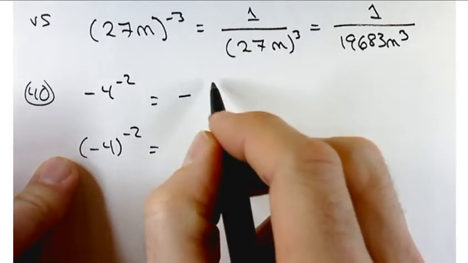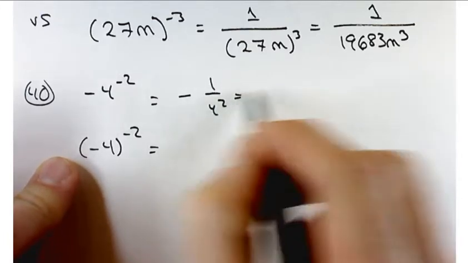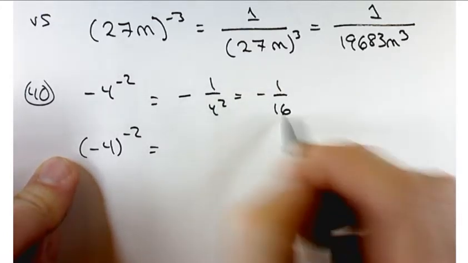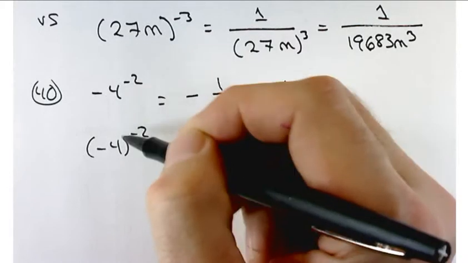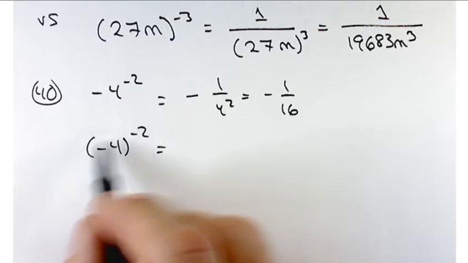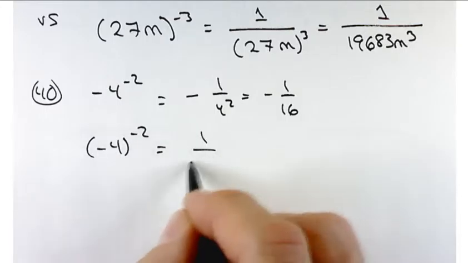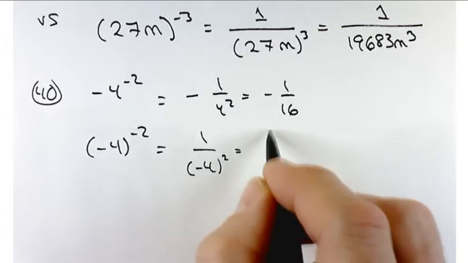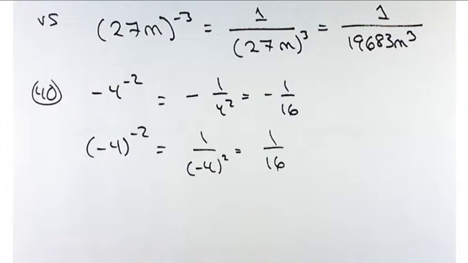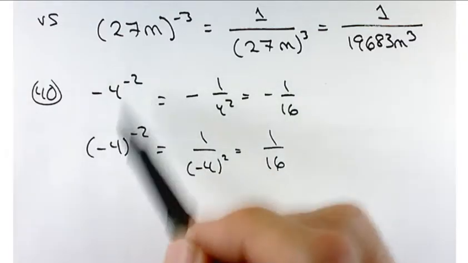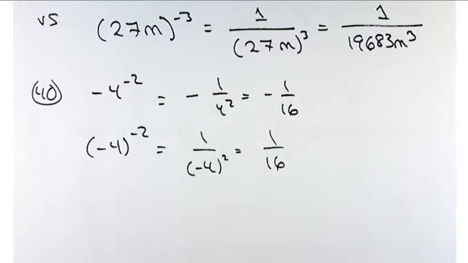Okay, so in this first one, the base of this exponent is just the 4. So the negative stays out in front. It's 1 over 4 squared, which is negative 1 over 16. Now the big difference between this one and this one is that the base of this exponent is the whole thing. It's negative 4. So 1 over negative 4 squared. When I square negative 4, I get a positive 16. Perfect. This is a great example of being careful where the exponents apply. We're okay with problem 40 there.